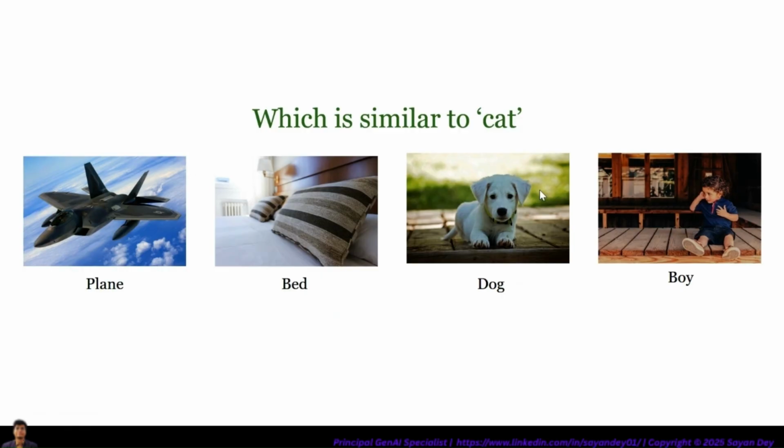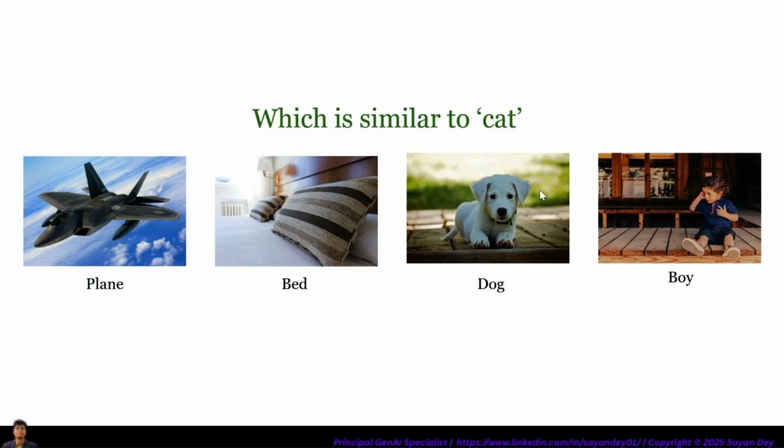You know why? Because we can represent the word cat as a vector of numbers. It will be a vector of 5 numbers, 10 numbers, whatever, howsoever many numbers you want. We can also represent the words plane, bed, dog, and boy as numbers. So we can represent this whole data in a numeric form.